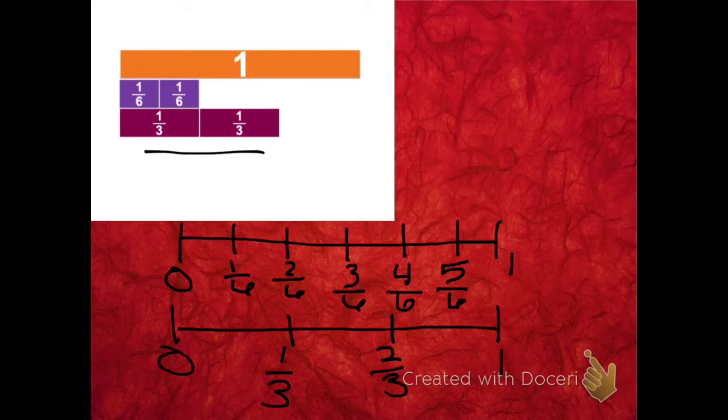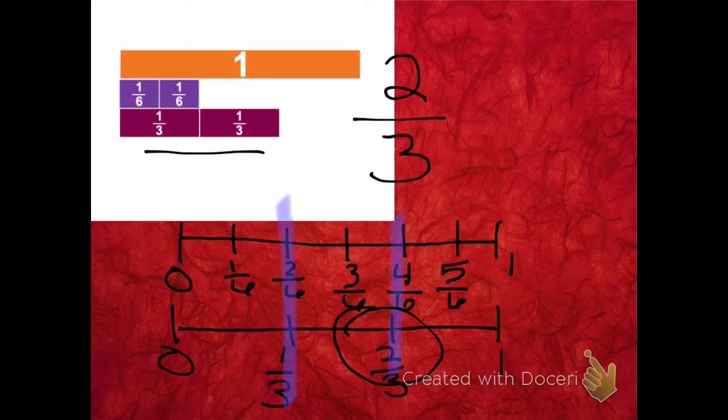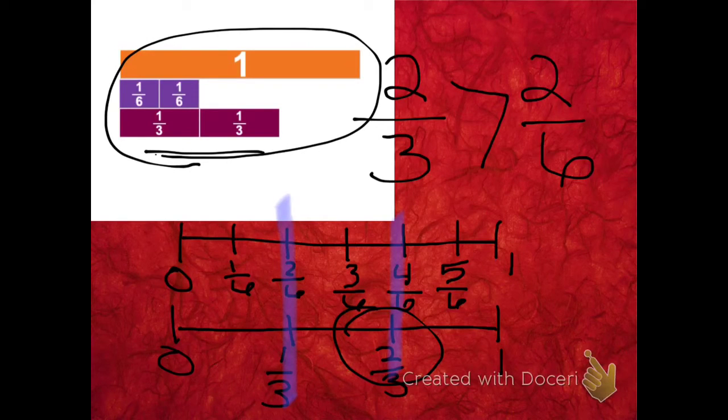Now let's compare. My first one is 2/6, so I'm just going to draw a line down here because this is where it lines up. And my other fraction was 2/3, so I'm just going to draw a line here. And if I look at that number line, I can see that 2/3 is greater than 2/6. So I would say 2/3 is greater than 2/6. So it's the same as using a fraction strip, but drawing them on a number line makes it a lot easier when you don't have access to a fraction strip.